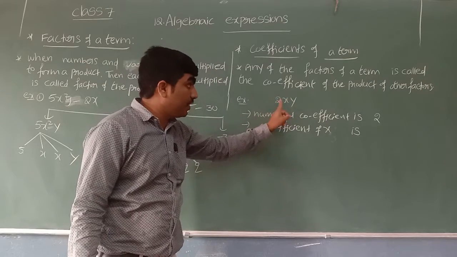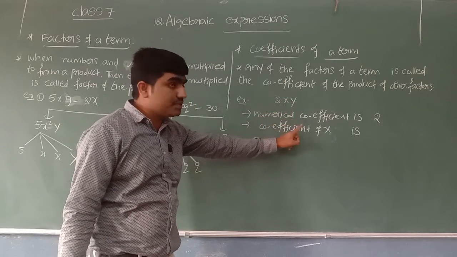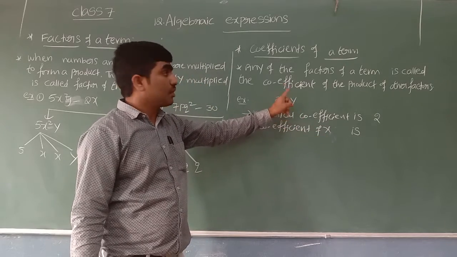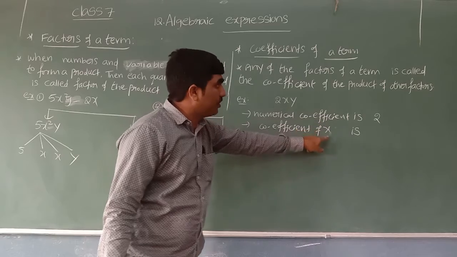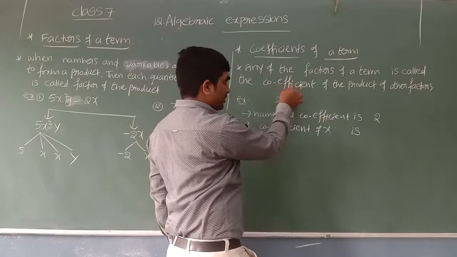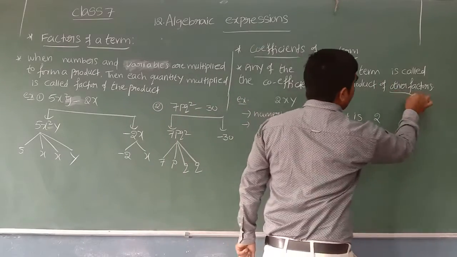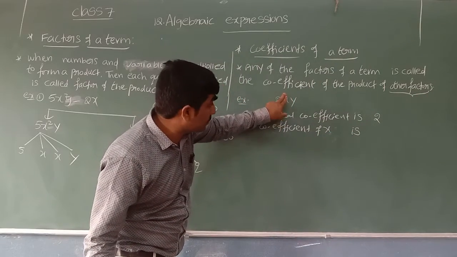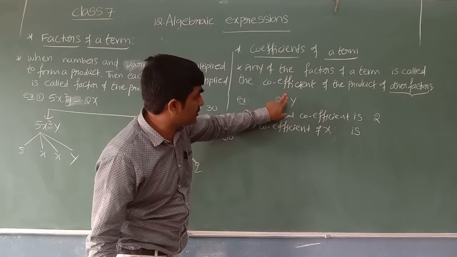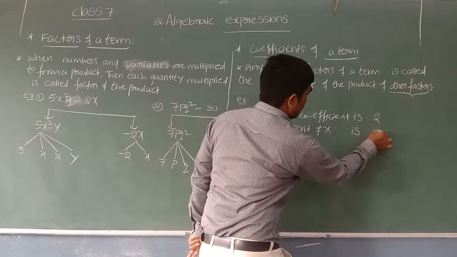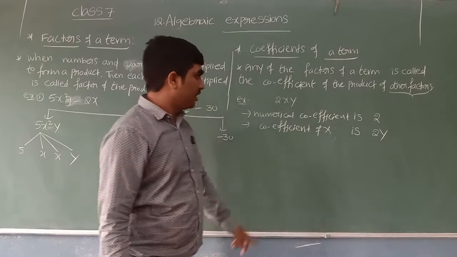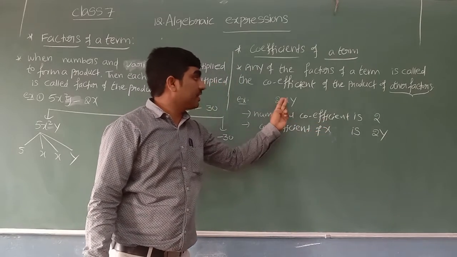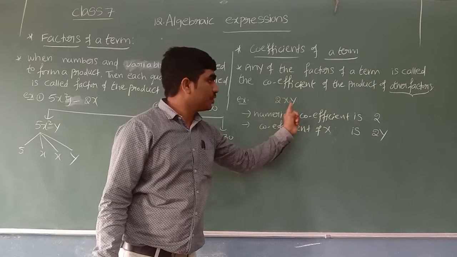This you can write as 2 into x into y. Each quantity is a factor of the product. x is a factor of the term. Coefficient means any factor of the term is called the coefficient of the product of other factors. Now here x is the coefficient of other factors. What are the other factors? 2y, excluding this x. Other factors are 2y. x is the factor and this is said to be the coefficient of other factors, which is 2y.